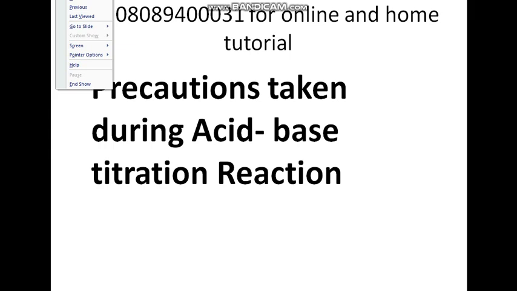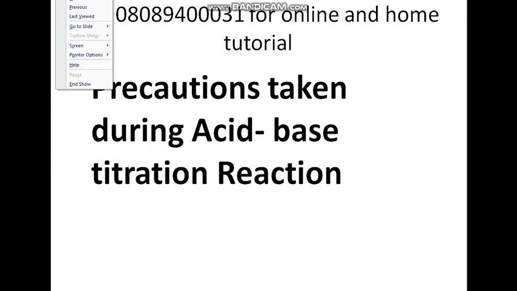Common indicators that are used in acid-base titration reaction. These are methyl orange, methyl red, and phenolphthalein indicator solution. Methyl orange has pH range of 3.1 to 4.4. Methyl orange gives yellow color in base solution. It gives pink color in acid solution, and it gives orange color in neutral solution, that is at endpoint.